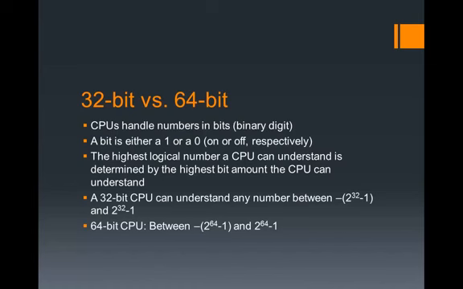Now, a 64-bit CPU can understand essentially double that amount, but at an exponential number. As you can see, it understands anything in between negative 2 to the 64th minus 1 and positive 2 to the 64th minus 1. Lots of numbers. It's probably getting really confusing. Feel free to pause the video, go back, listen to that again, or maybe go get a soda and think about this for a minute. This is a really hard subject for some people to understand.